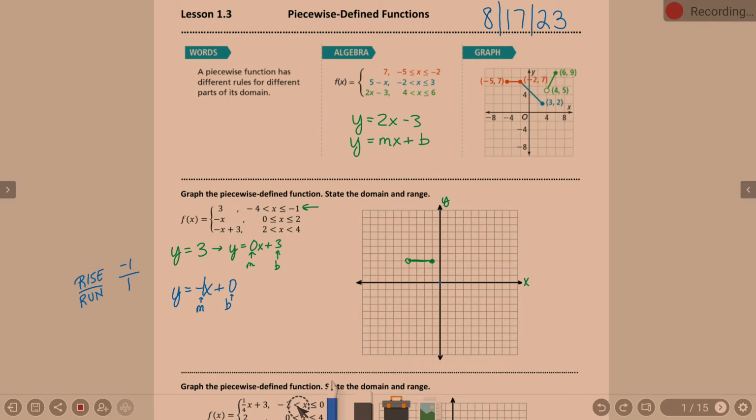So what's that mean from 0 I'm going to do? Down 1/1. Rise -1, run +1. So I'm going to put some dots. But again, am I going to keep all of these? No. So I'm going to go down 1/1, down 1/1, down 1/1, down 1/1, down 1/1. We can go as far as we want, right?